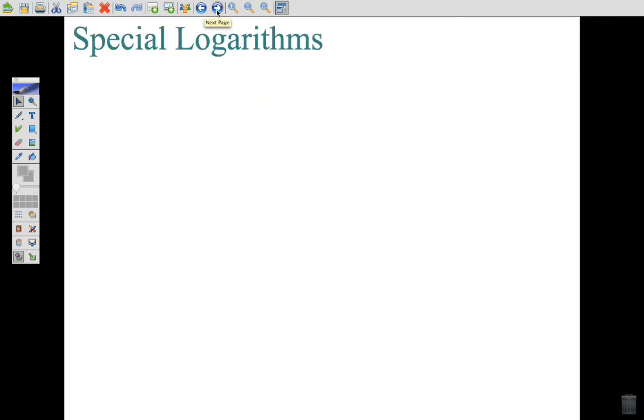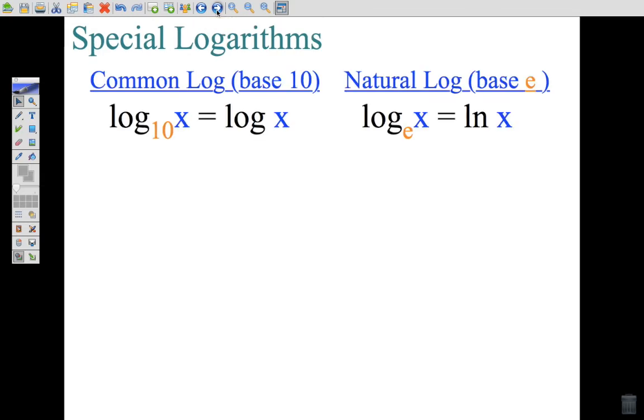Now there are two special logarithms. Let's take a look at those. Log base 10 is used very frequently, and in this case, it's very common. So you will not even need to write the base of 10. If you see a log of x and there's no subscripted number, you should know automatically that they intended for that to be a log base 10, thus the common log.